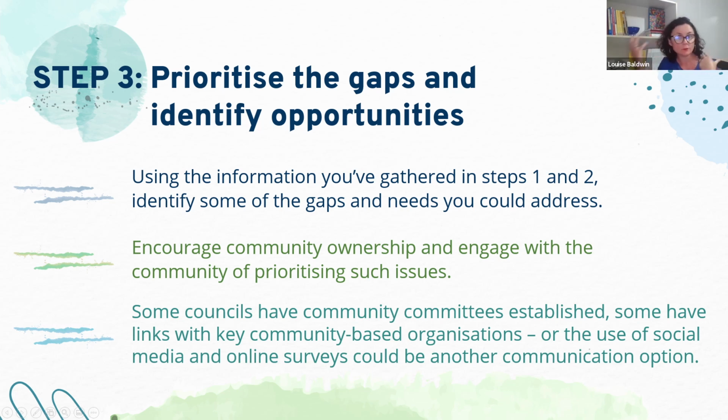But for example, if a group of health organisations were to prioritise the different health issues, it may look very different to actually what community know and live and identify as what those issues are. So it's important to get everyone involved. Some councils have community committees established, and some have links with key community-based organisations. The use of social media or online surveys could be another communication option to looking at how you can prioritise those gaps and identify those opportunities.